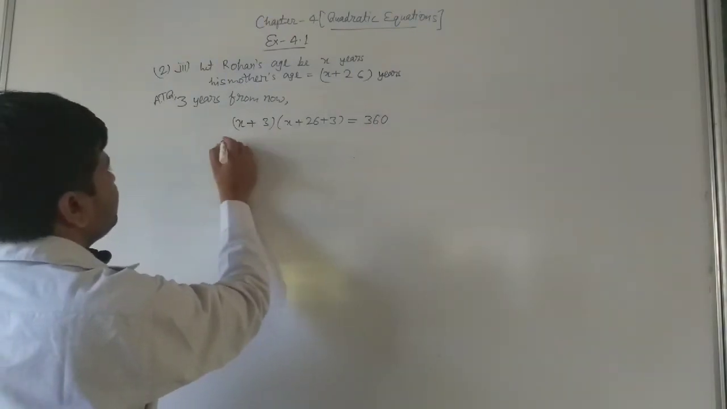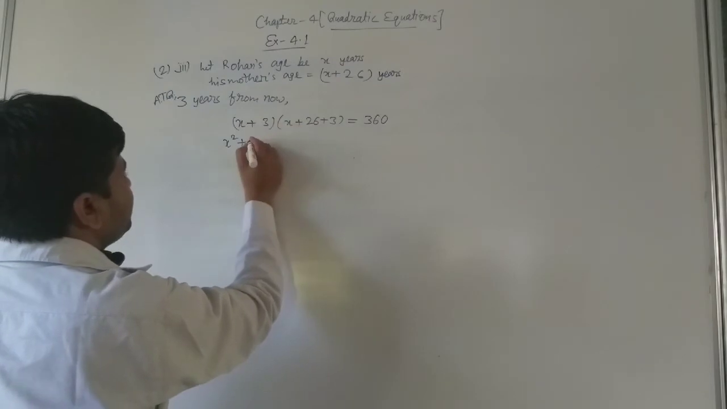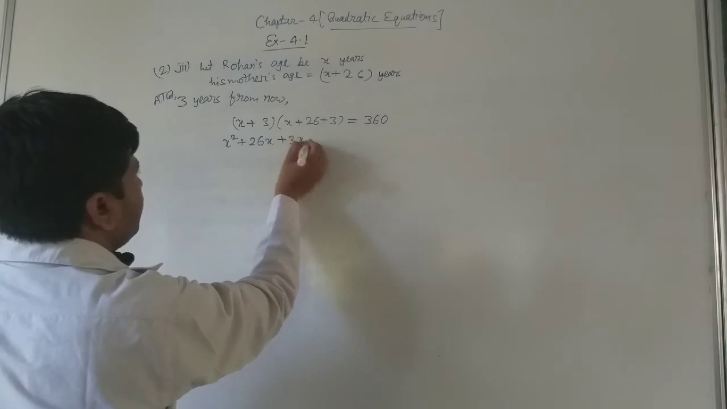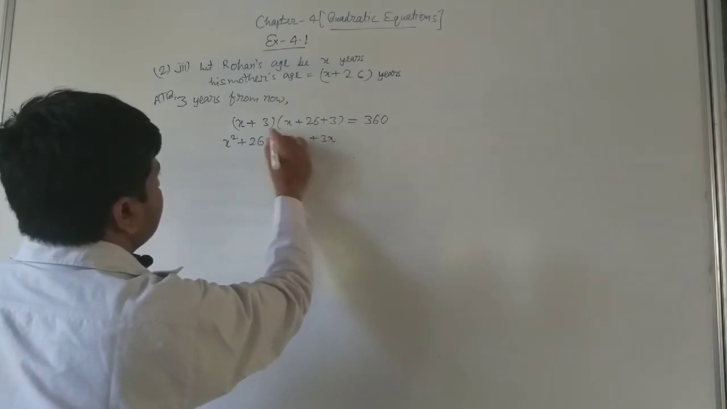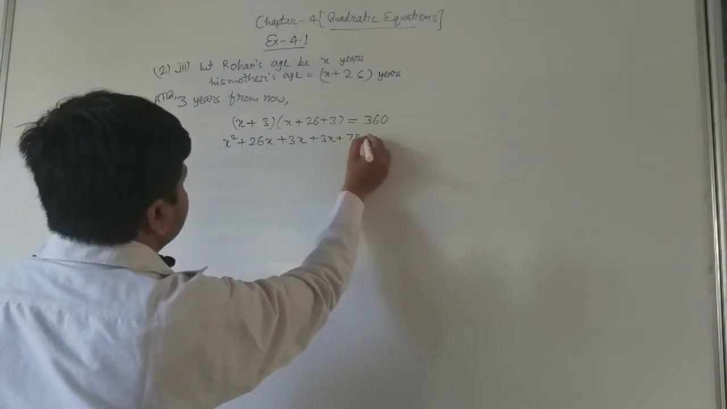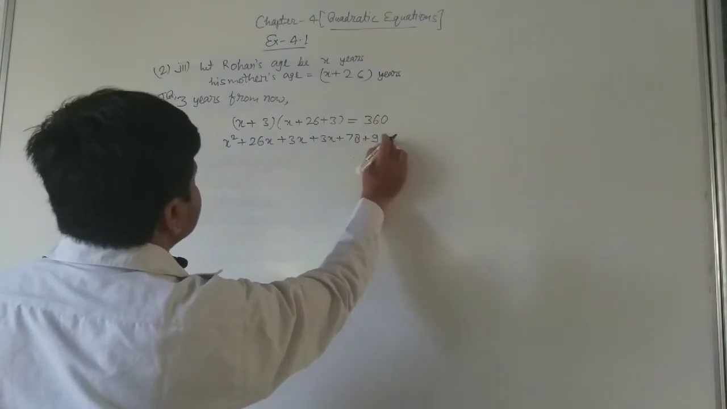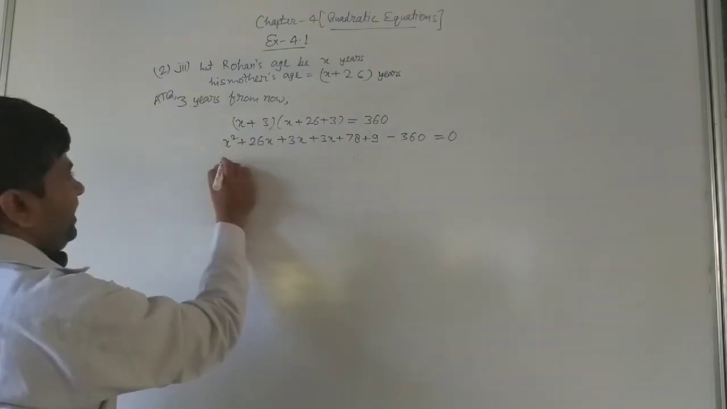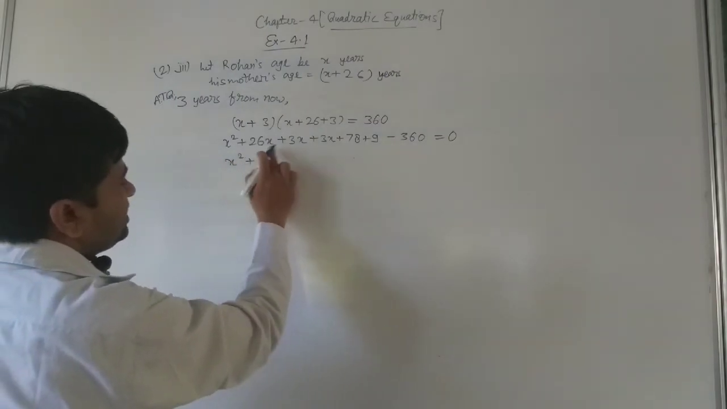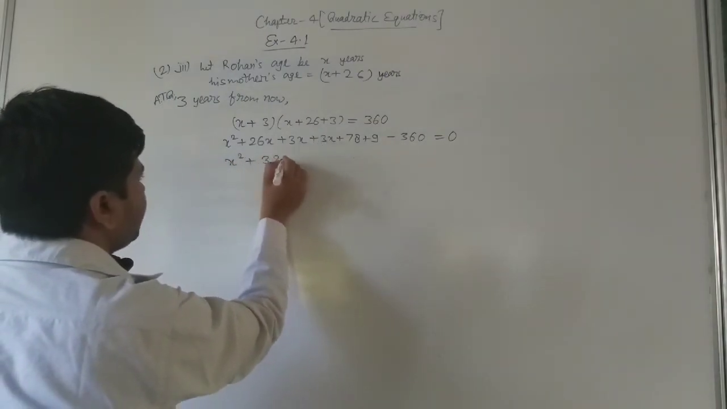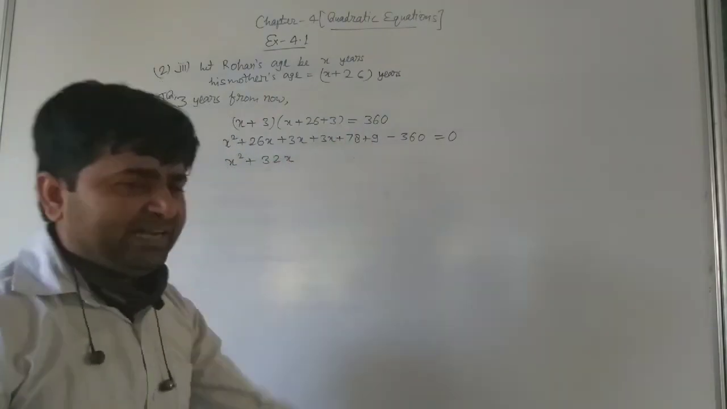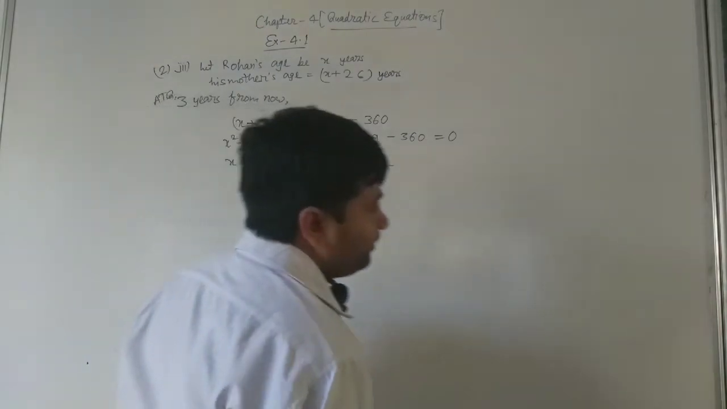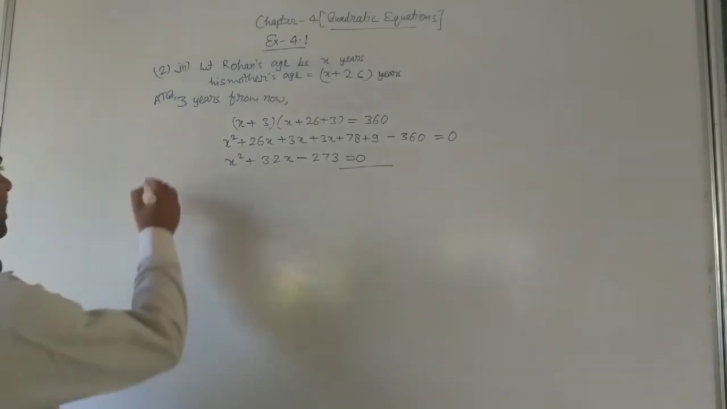Multiply now: x into x is x square, plus x into 26 is 26x, plus x into 3 is 3x, plus 3 into x is 3x, plus 3 into 26 is 78, 3 into 3 is 9, equals 360, which can be transferred to the LHS, so it will be minus, equals 0. Now simplify: x square plus 26 plus 3 plus 3, that is 32x, 78 plus 9 is 87, minus 360, so it will be minus 273 equals 0. This is the third part. Now the last part I am solving.